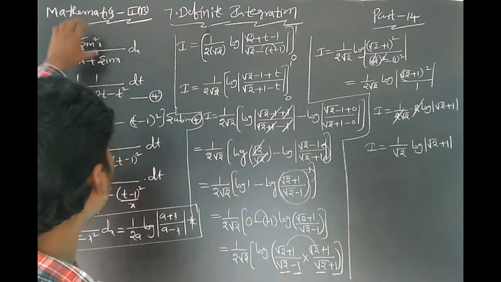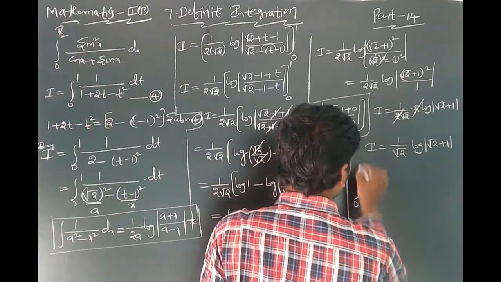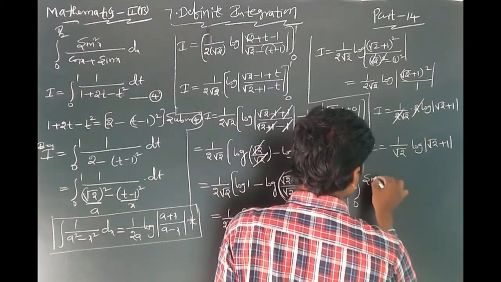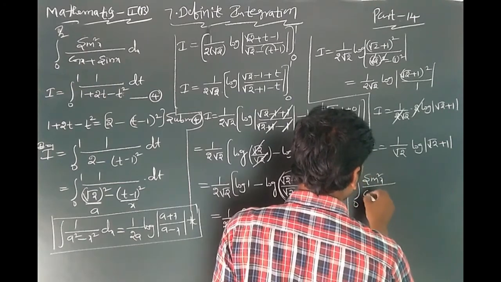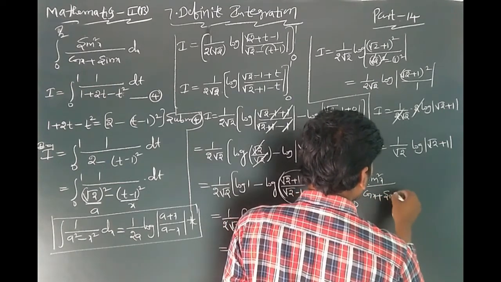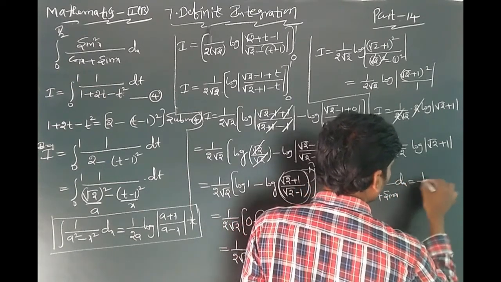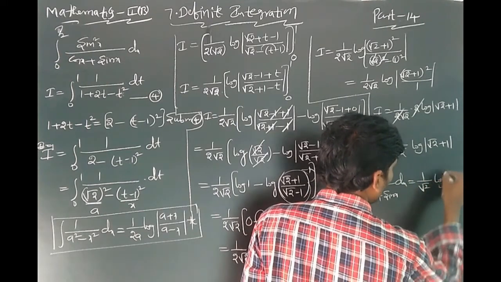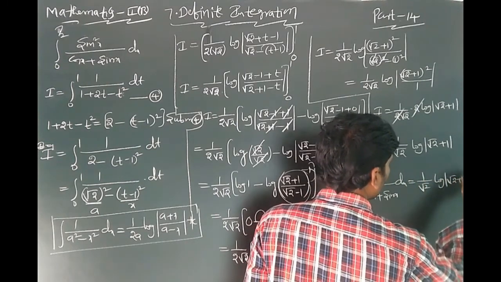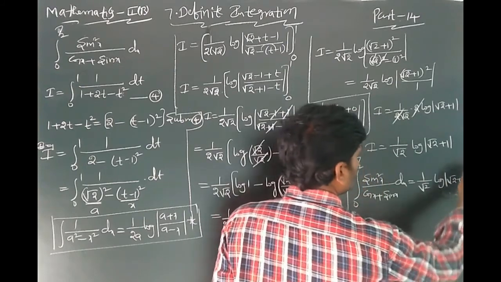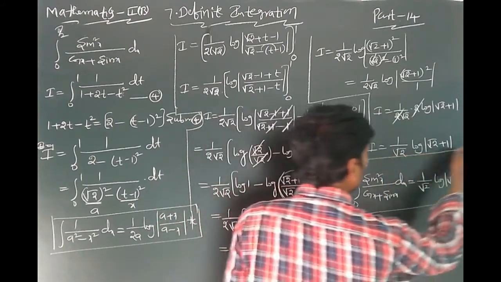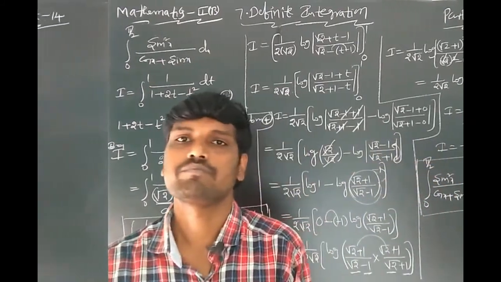What is the value of I? Here I is integral 0 to pi by 2 of sin square x by cos x plus sin x into dx, which is equal to 1 by root 2 log of mod of root 2 plus 1. This is the value of the given problem.